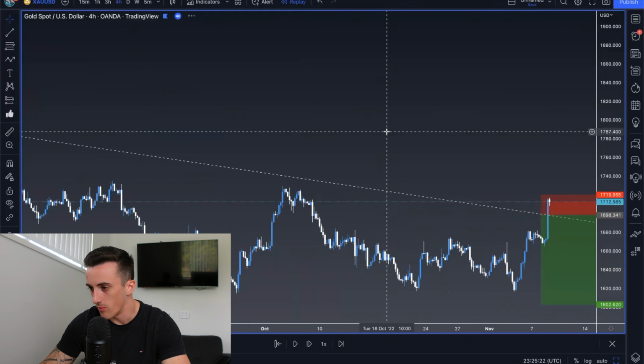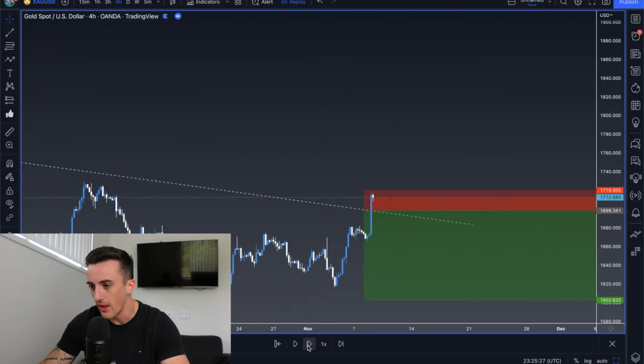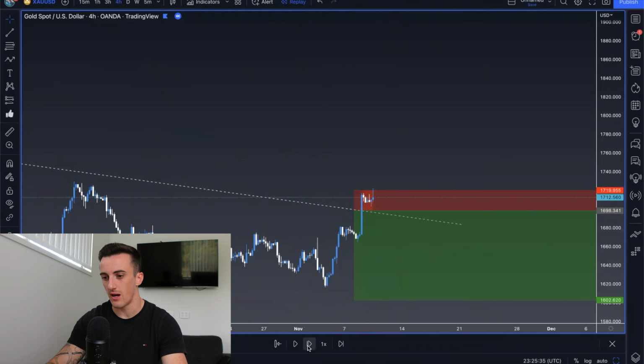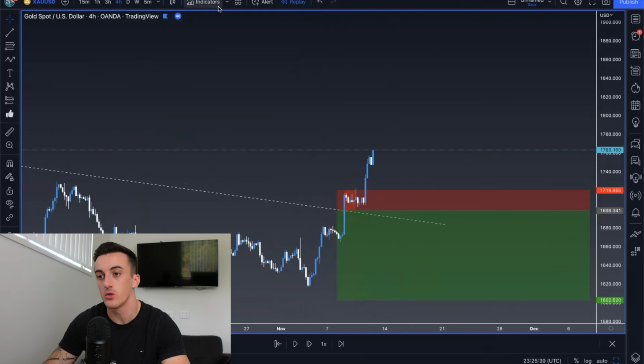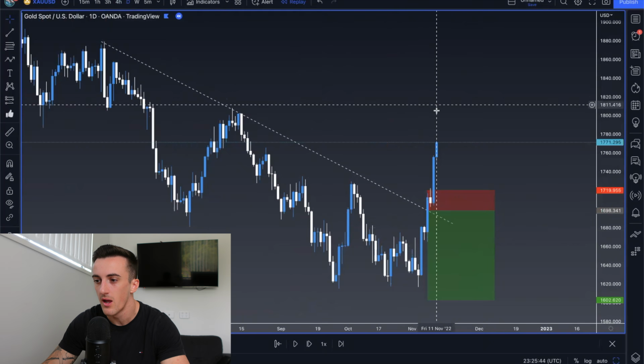Let's go on to 4 hourly so we can see this properly. Look at that. 4 hourly shoots up massively, breaks the trend line, and then look at that. Retail traders get stopped out. Before then, price absolutely shoots off even higher. Now look at this on the daily time frame. Completely broke the trend line and shot even higher.